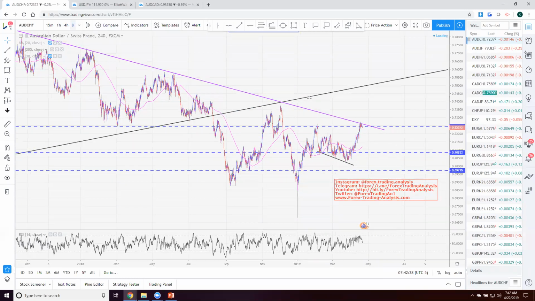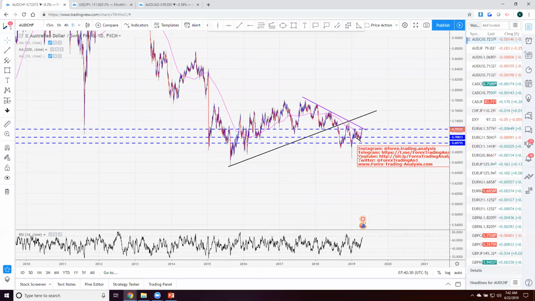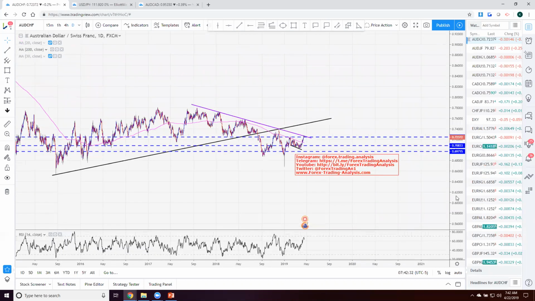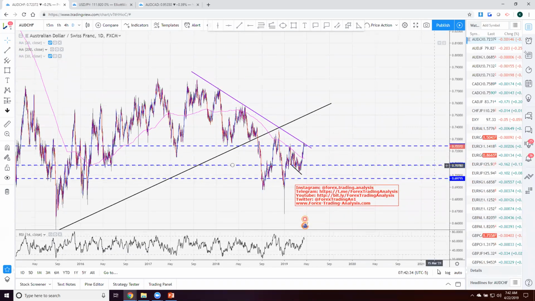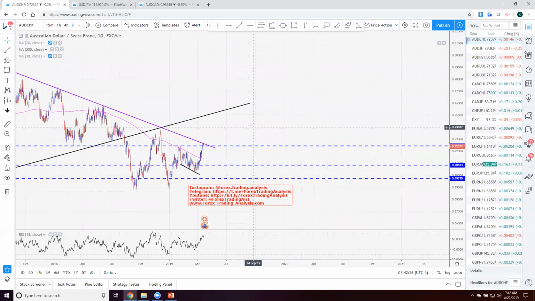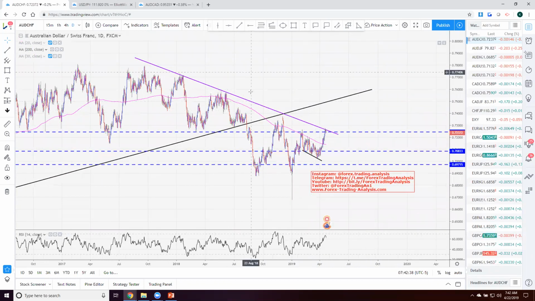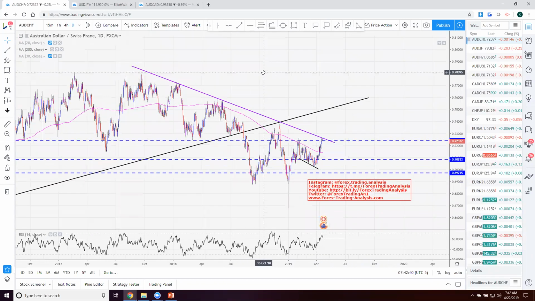All right, so Aussie Swiss on the daily. Sorry if I'm jumping around. I don't like to use the auto scale just because I like to view my charts in a certain area on the screen, and that doesn't always work for me.